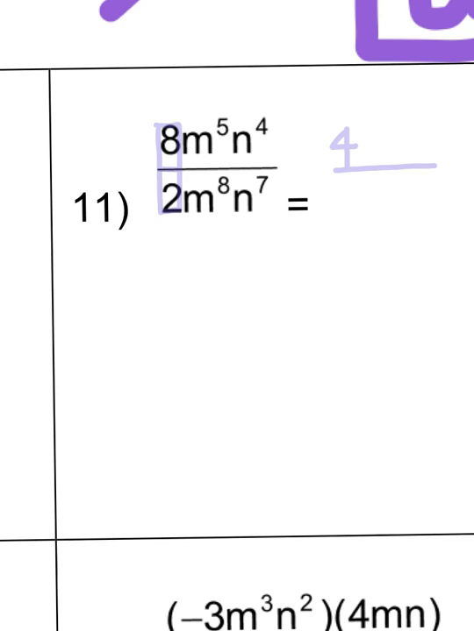Now let's look at the base of m. We're dividing, so we'll subtract the exponents. Well, it's clear that the 8 is greater than the 5. 8 minus 5 is 3. So in the denominator, we'll have m to the 3rd power. Let's simplify the base of n. The exponent is greater in the denominator, so that's where our final answer will go. 7 minus 4 is 3. Box, circle, or cloud your answer.